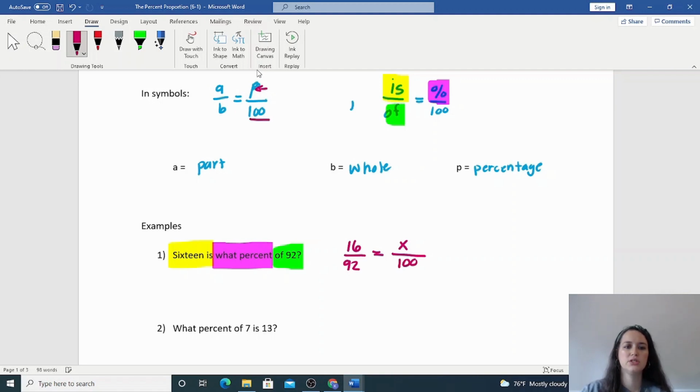This one is always 100. That's a constant. That doesn't change. So that's always going to be 100. All right, I'm going to grab my calculator. Now I'm going to solve this by using a proportion.